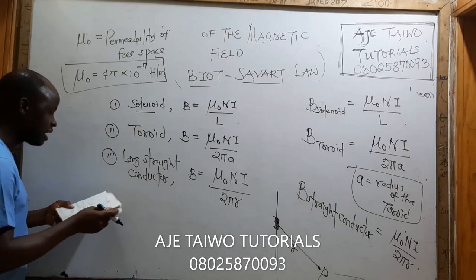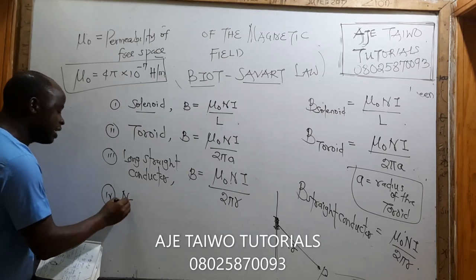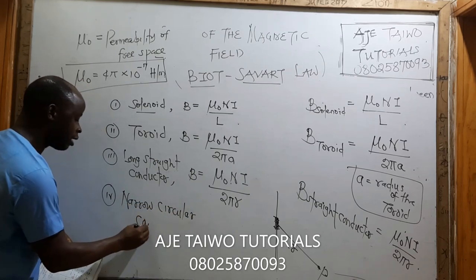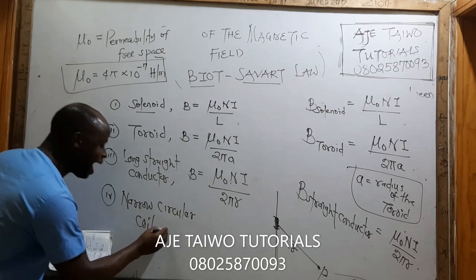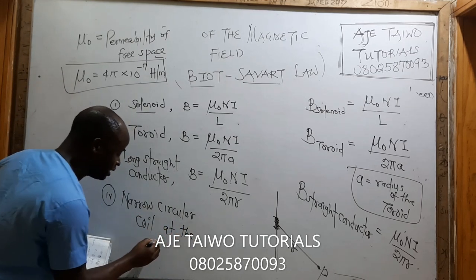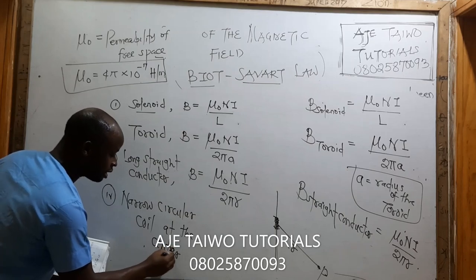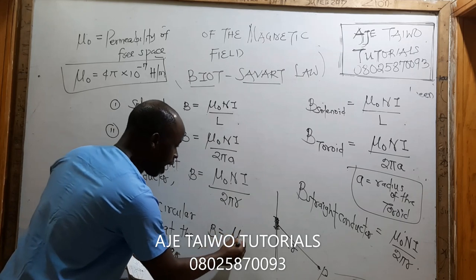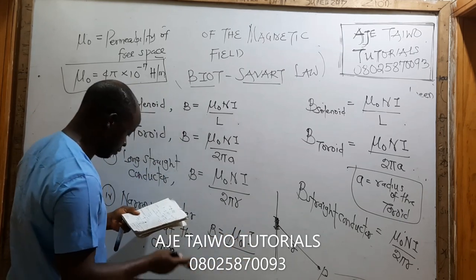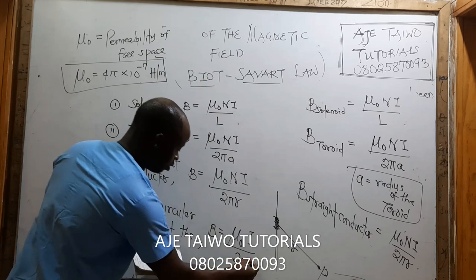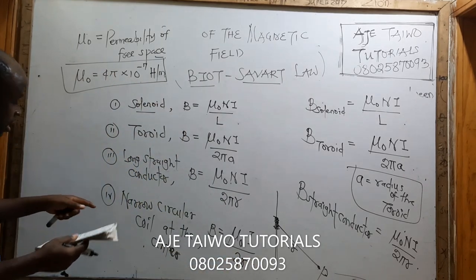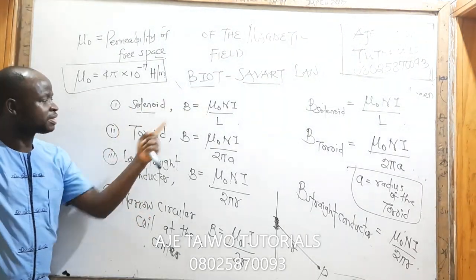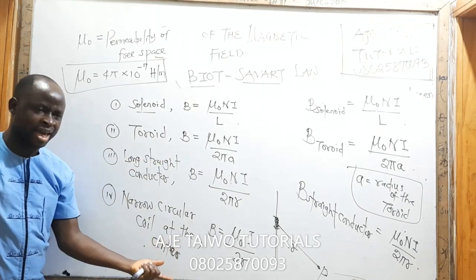For a narrow circular coil, at the center, please note, B equals mu naught I all over 2R. For a narrow circular coil, see the board. There are two things here. Once you hear these names, please put their B values in your head.